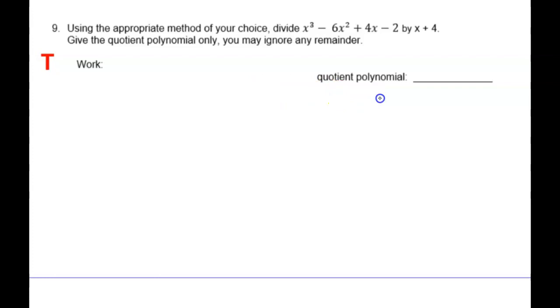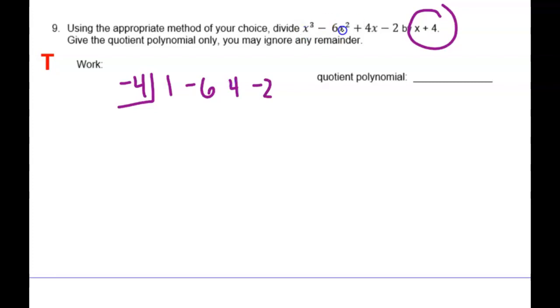Using the appropriate method. Can you use synthetic division when you're dividing by an x plus 4? Yep. If it was a long division on the quiz, I would review one, but hence it's not necessary.